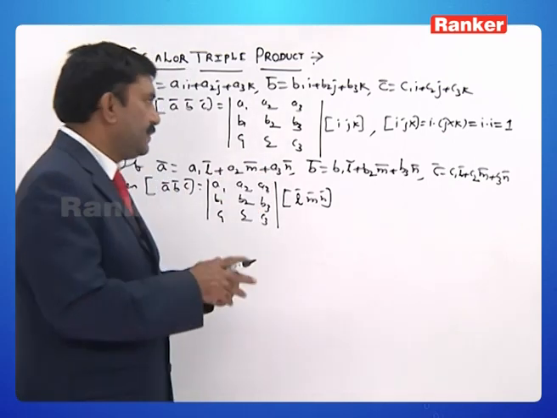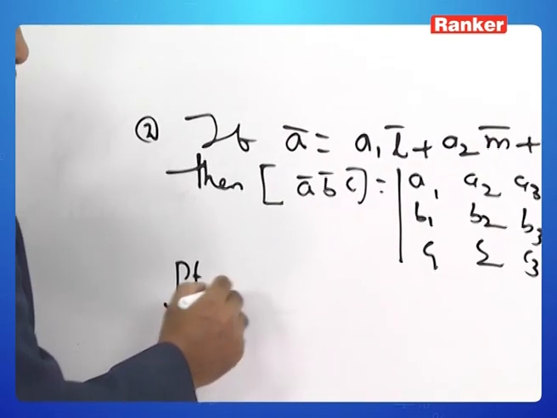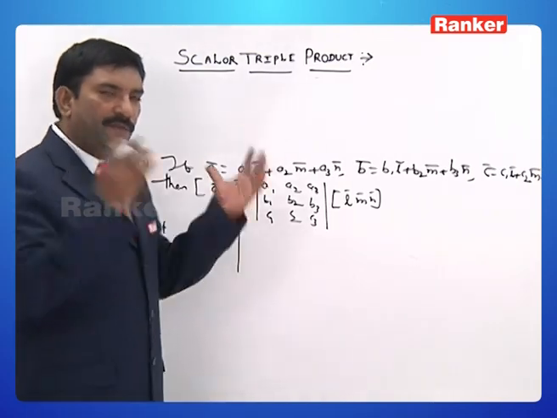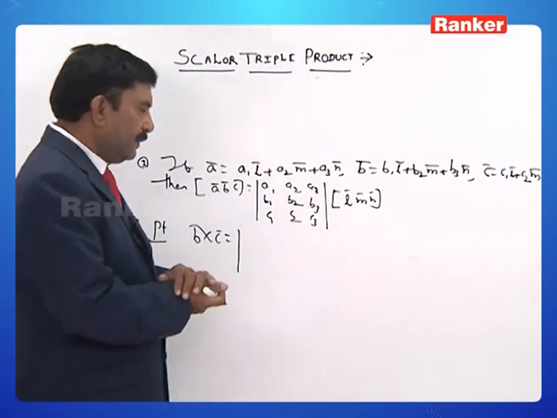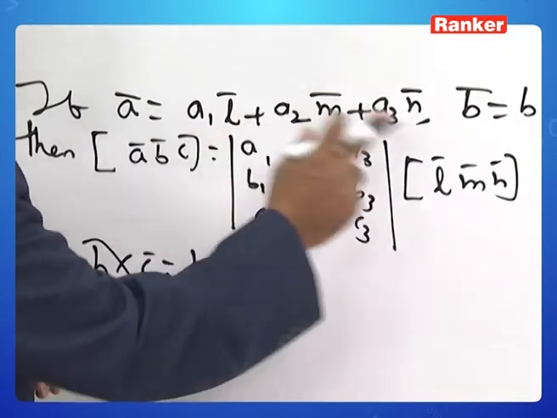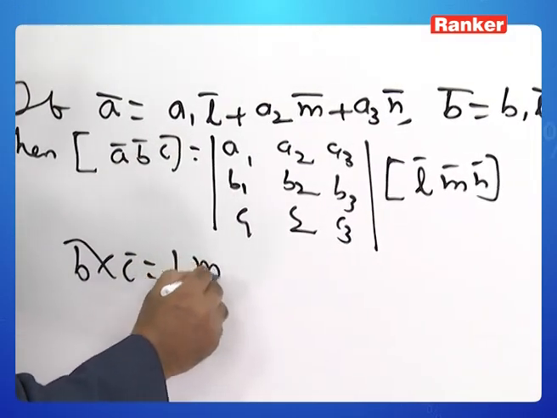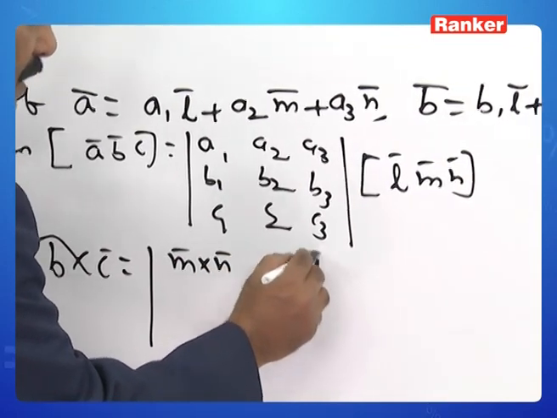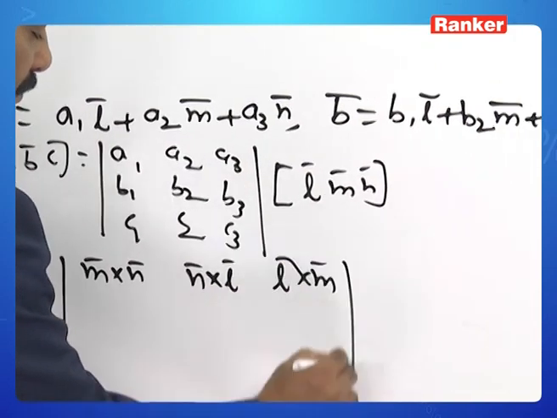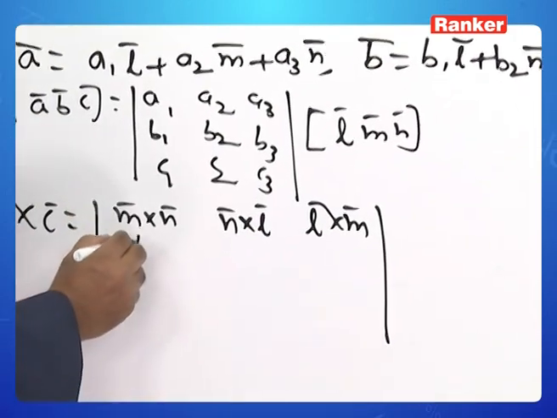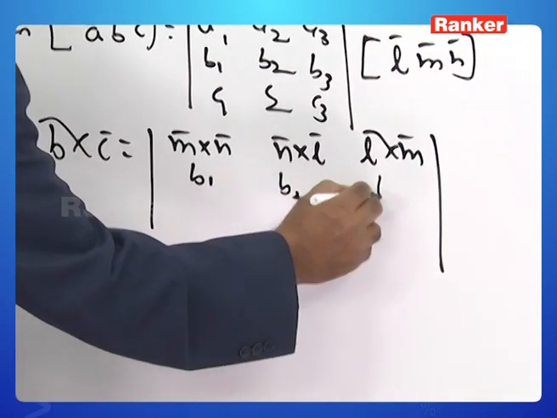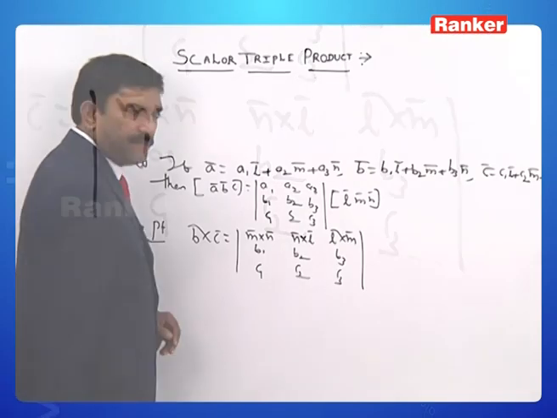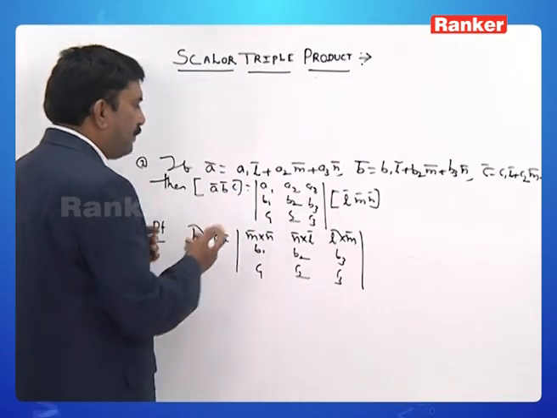Let us see how it is. The proof of this one is, I go for B bar cross C bar. As we have discussed earlier, B cross C bar, other than i, j, k, I can write as the determinant with first row M bar cross N bar, next N bar cross L bar, next L bar cross M bar. You write down B bar coefficients B1, B2, B3. Next, C1, C2, C3. Followed? Now you expand it.